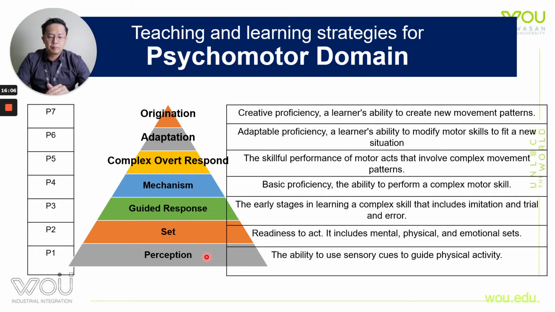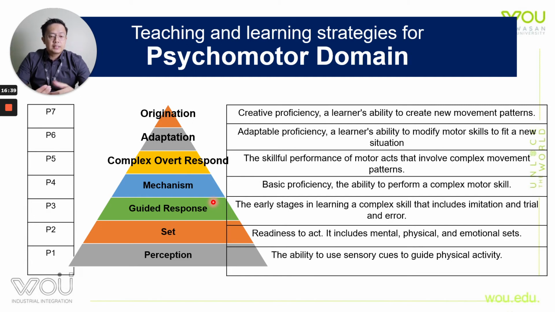Then at the set level, the students know how to use their hand to measure the heat, are able to use their vision to know how much oil they should put in, and observe the environment before they start the action. So this is the level set, where they are able to combine all the sensory cues to determine whether it is ready to act. Okay, this is set.